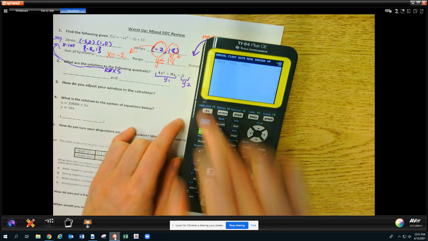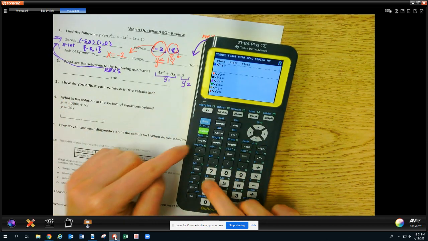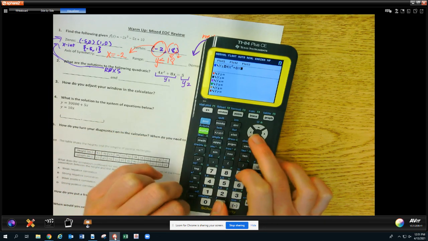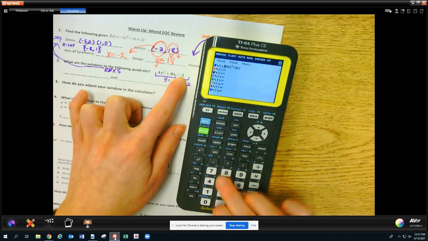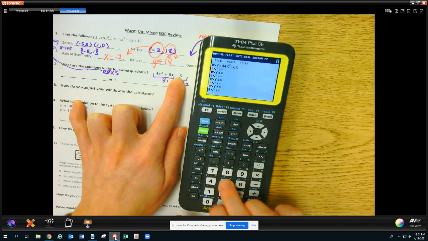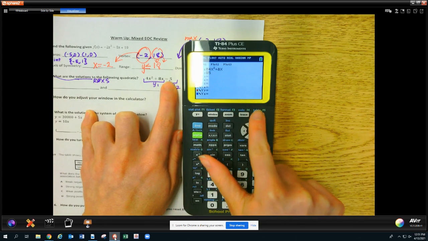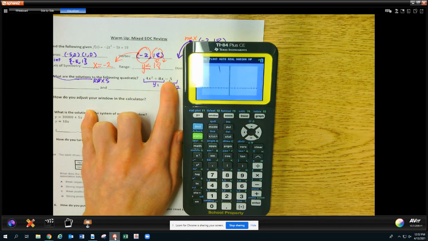Okay, so go to y equals, clear that, type in the 4x squared plus 8x, and then for y2, that's where we type the right side of the equation. And this works for any equation. Press graph to see what it's looking like. See if you can see the solutions.